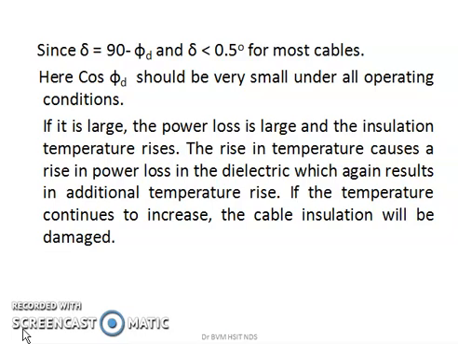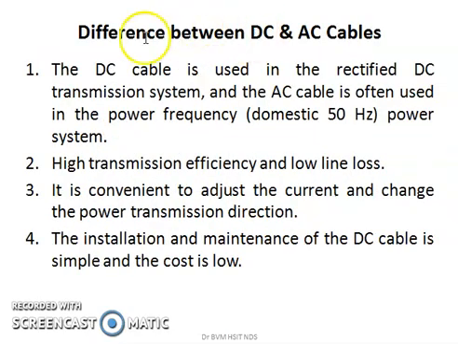So dielectric loss, W is given by what? V square omega C tan delta. Okay? Now coming to the next one, comparison between DC and AC cables. Let us see how we compare the DC cable with the AC cables. The DC cable is used in the rectified DC transmission system, and the AC cable is often used in the power system at 50 Hz. DC doesn't have a frequency, and AC has power frequency in the power system. This is one.